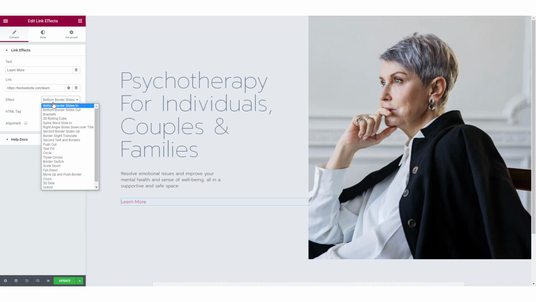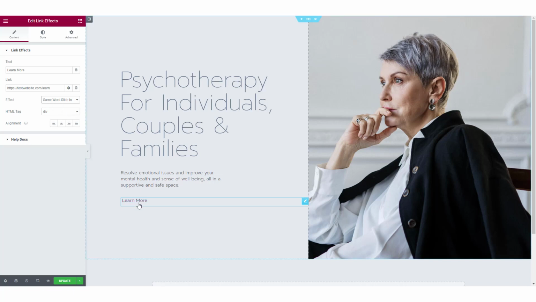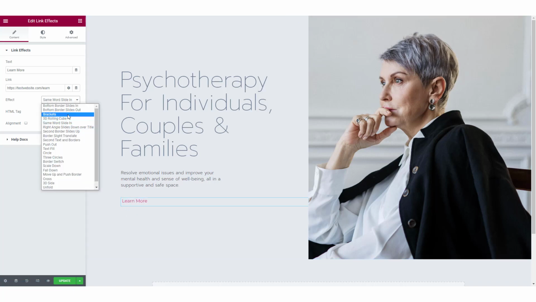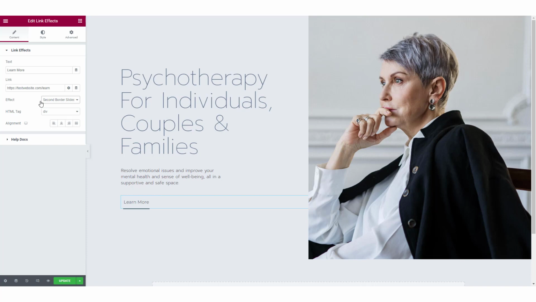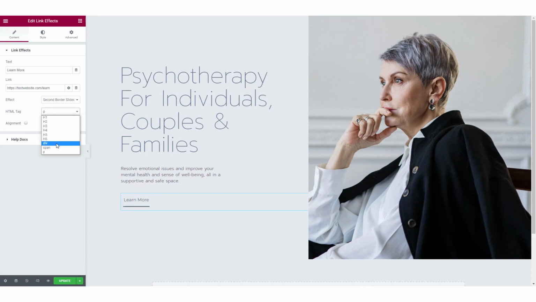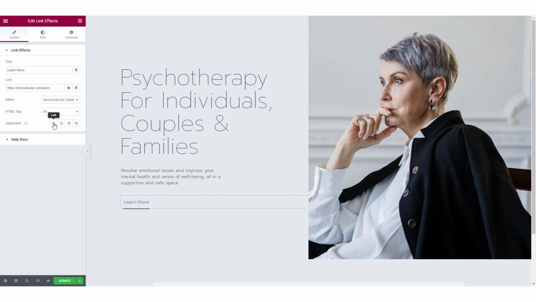For the effects, you can simply click on the drop down option and select the effect that you want to show. There are loads of effects to choose from and you can simply select the one that you want to show and it will be added automatically. Further, you get the option to select the HTML tag and the alignment for your link effect.